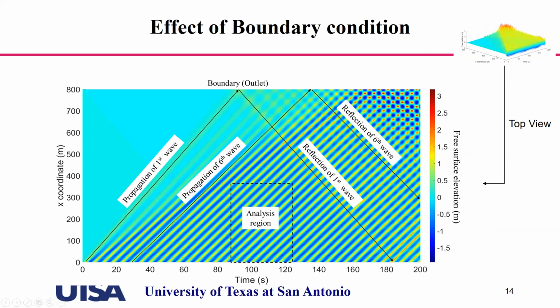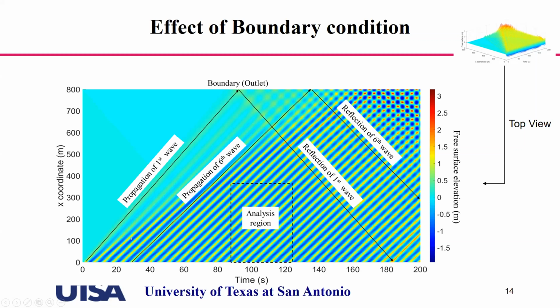So this is the top view of this image. Here I'll talk about the boundary effect. What happened is that this wave is actually, this is the inlet, this x equal to 0 line. Your wave starts from here, propagates, and hits the outlet boundary and reflects back.